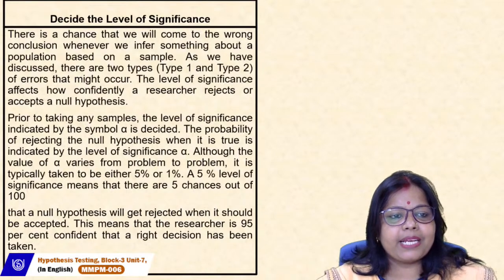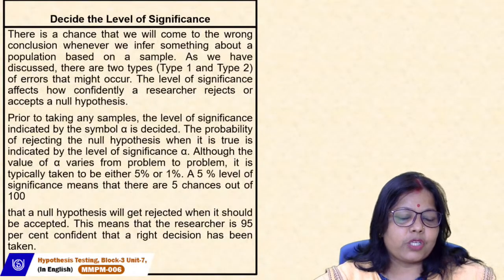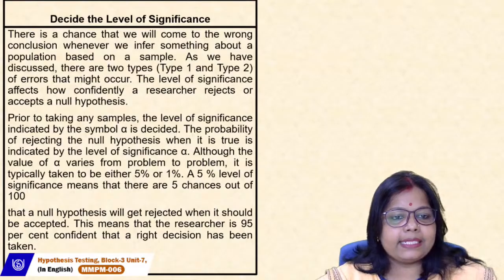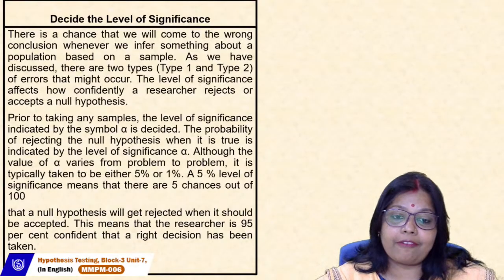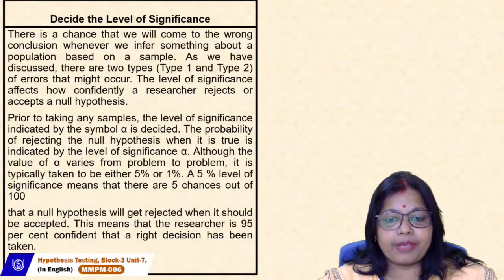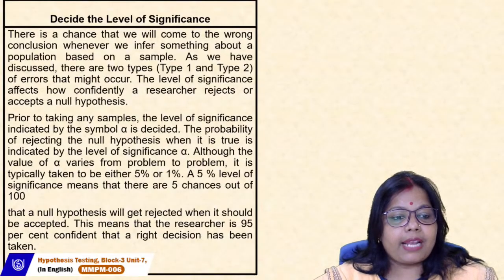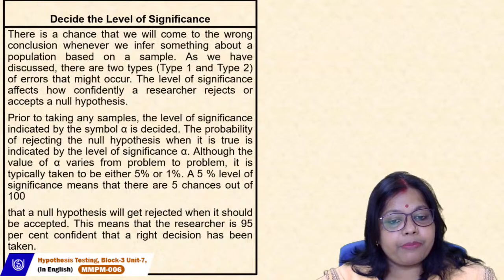The level of significance affects how confidently a researcher rejects or accepts a null hypothesis. Prior to taking any samples, the level of significance, indicated by the symbol alpha, is decided, and the probability of rejecting the null hypothesis when it is true is indicated by the level of significance alpha, or we can say the alpha value.